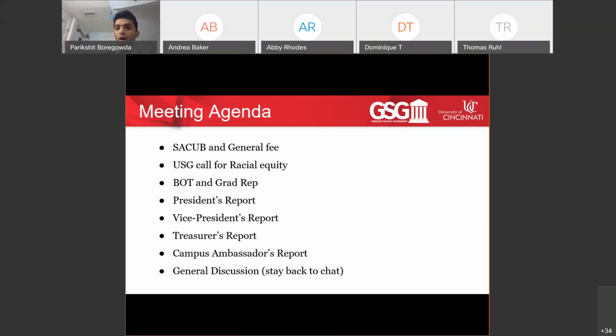Then we have Jack Cohen, our BOT rep. He's here with us, and we know last time in the orientation we kind of ran out of time for the GSG orientation, so he couldn't present his slides and introduce himself. So he will be going next, after which we'll be having reports from the exec board.